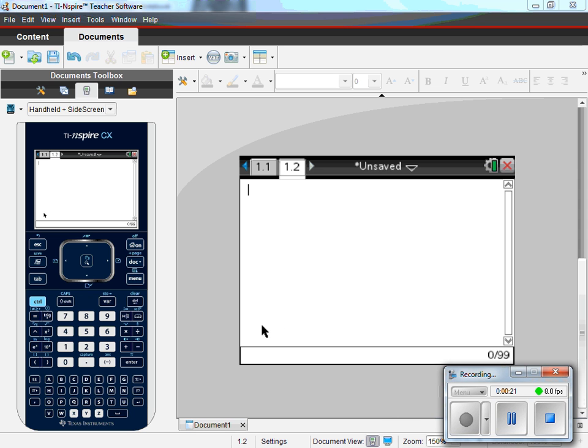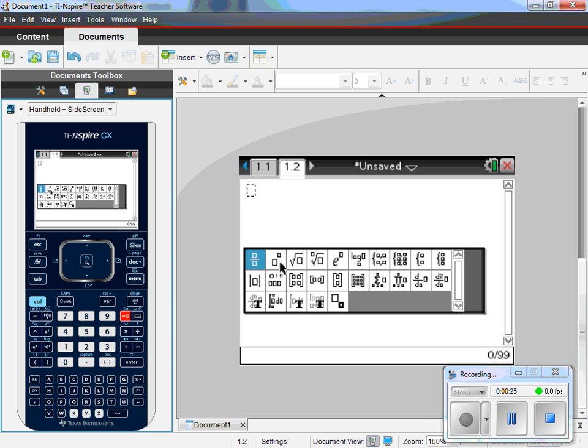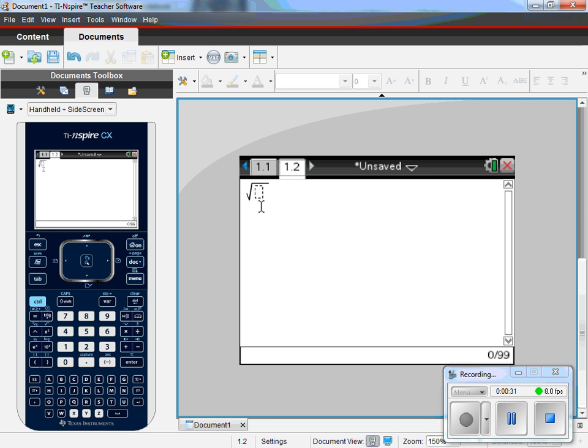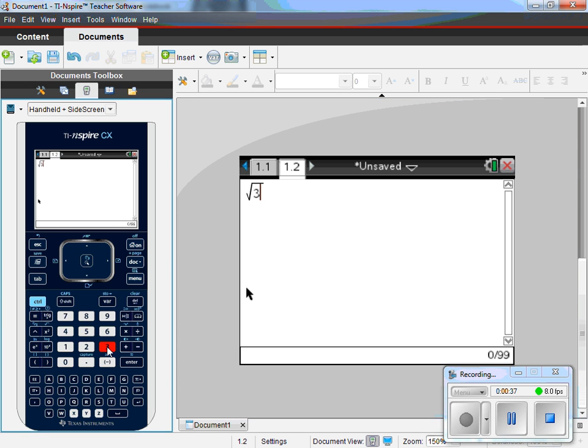So the first one involves a square root, and so we're going to hit this button right here to pull up our square root menu. I'm going to choose this one, which pops a square root up on my screen. Now I'm inside this little box, so whatever I type will be in there, and so I've typed my 3.